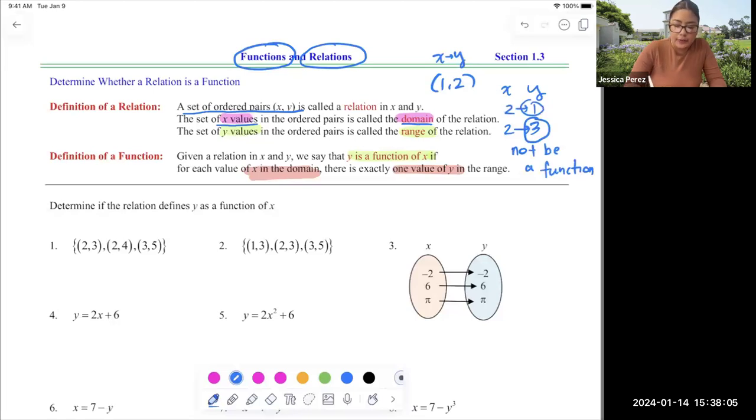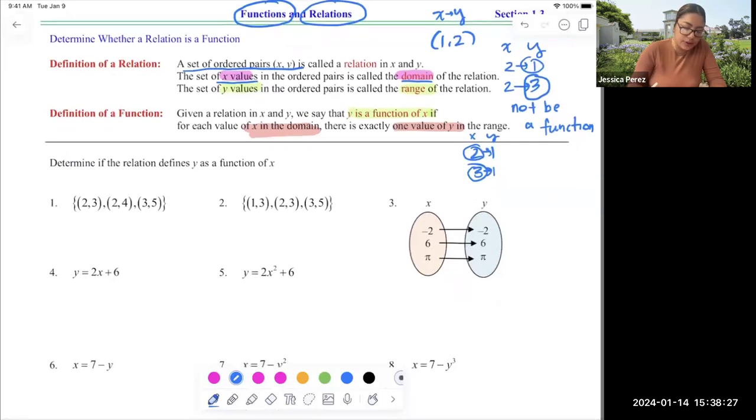What if I have a 2 and a 1, and then a 3 and a 1? Well, 2 goes to 1 and 3 goes to 1. This is x, this is y. That's fair because the 2 and 3 are different x values, so they can still go to the same y as long as they're not the same x value.